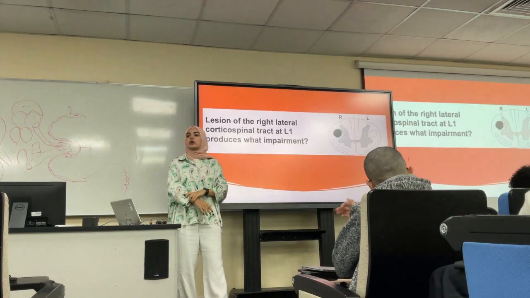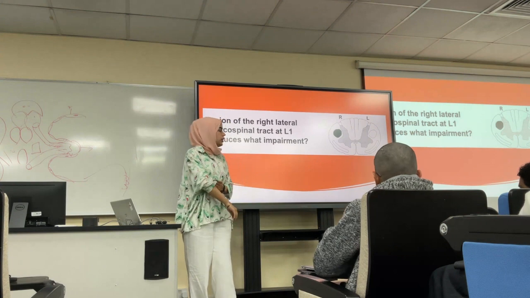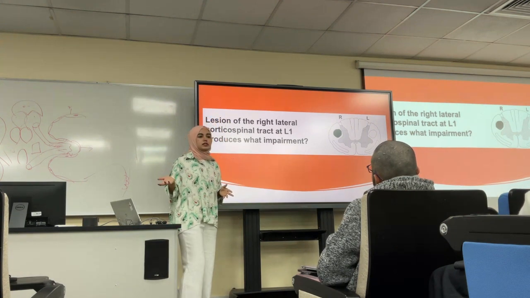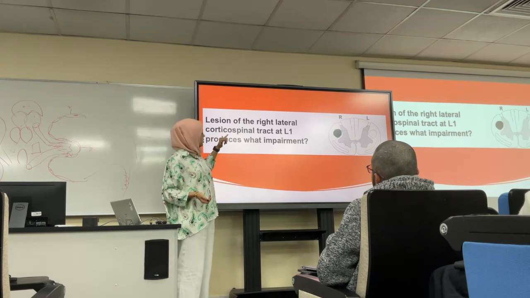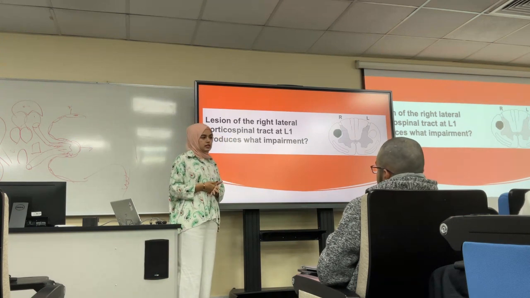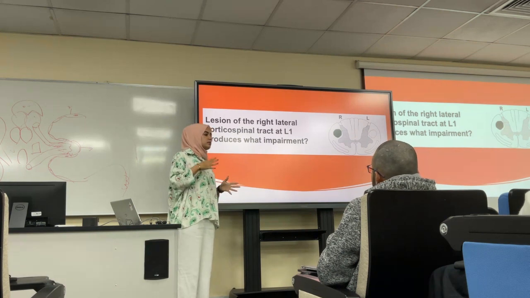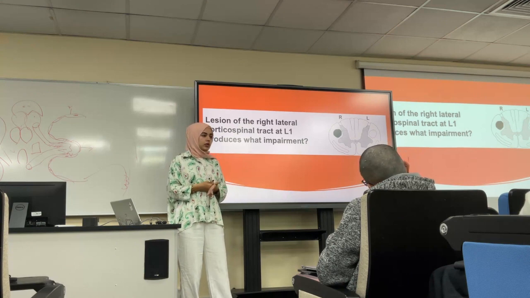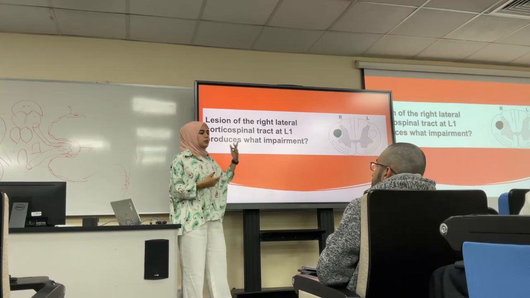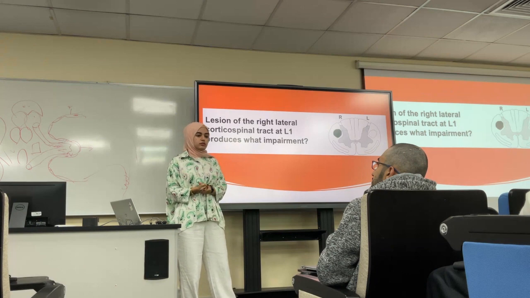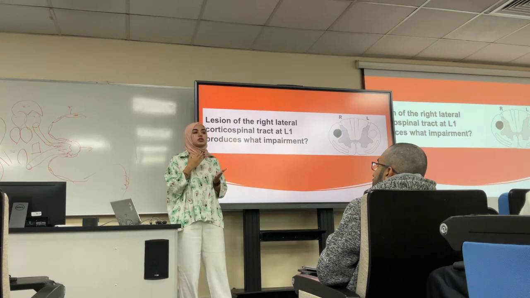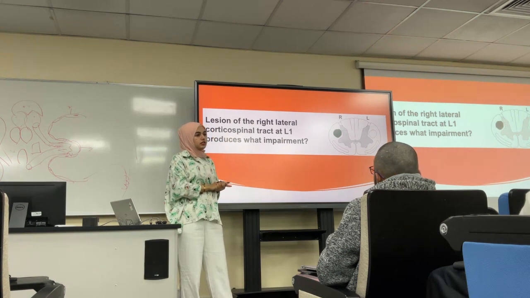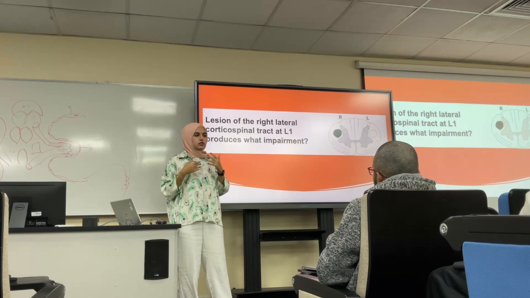Let's now take ourselves into a clinical scenario. You have a patient, after examining them with maybe any modality of imaging, they said that there is a lesion of the right lateral corticospinal tract at L2. And now basically you took the plexuses in the upper limb and you took the plexuses in the lower limb. So what will the impairment produced from this lesion be? The lesion is in the lateral corticospinal tract at L1. And you can see on the picture, is it right or left? Right. Okay, who can tell me? Yes.